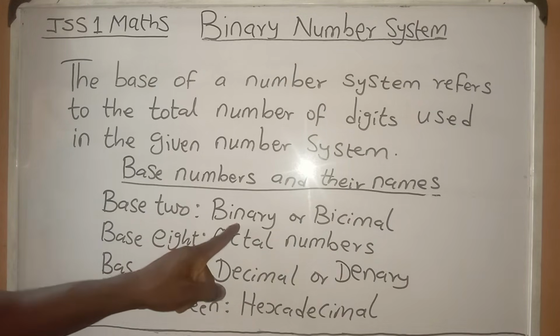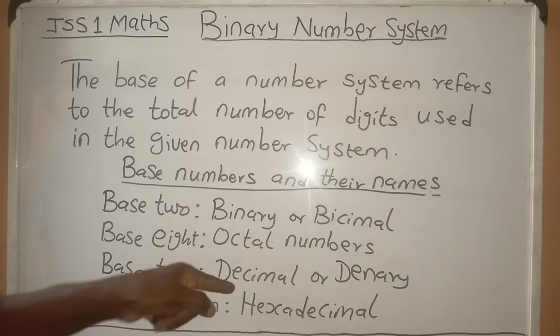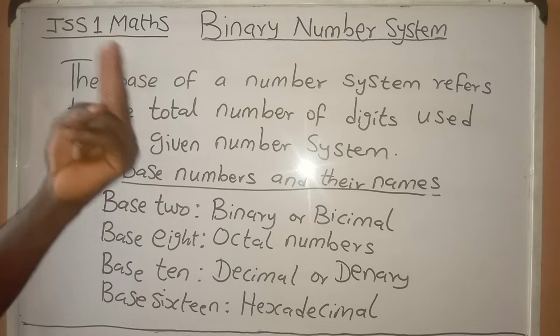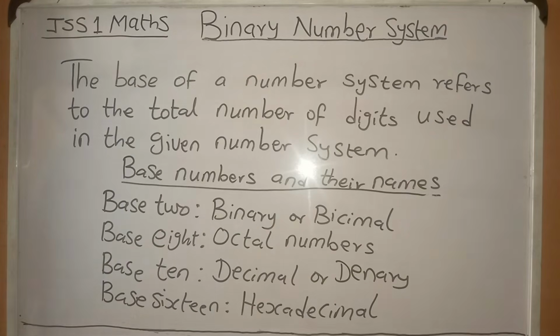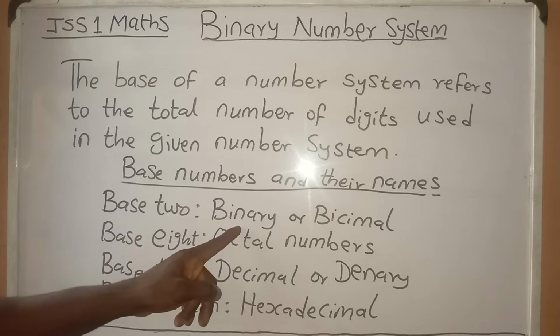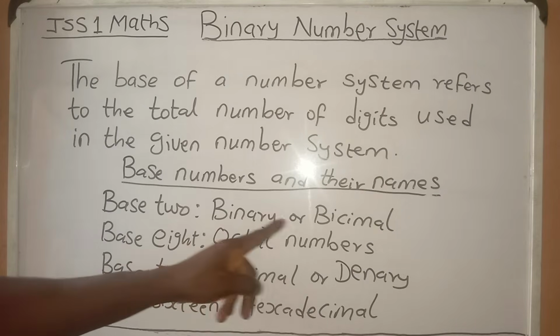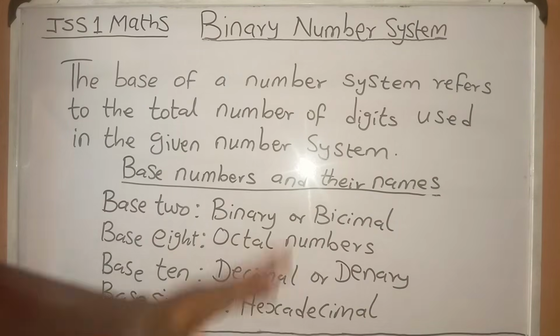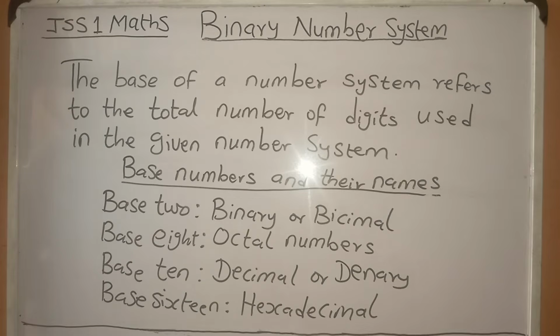Base 2, we call them binary, just like the name implies, bi. Whenever you hear anything bi, it has to do with 2. It's existing in double. So base 2 are referred to as what? Binary numbers. That's the name we give to base 2 numbers.